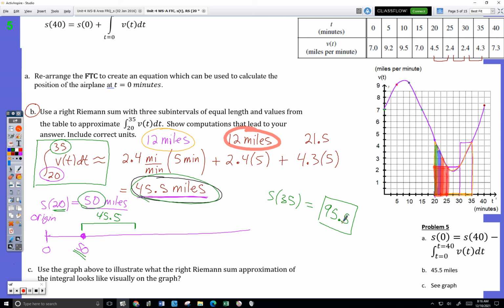Okay, here's what we just did as far as the formula. We had the fundamental theorem, which looks like this. The integral from 20 to 35 of v of t dt.